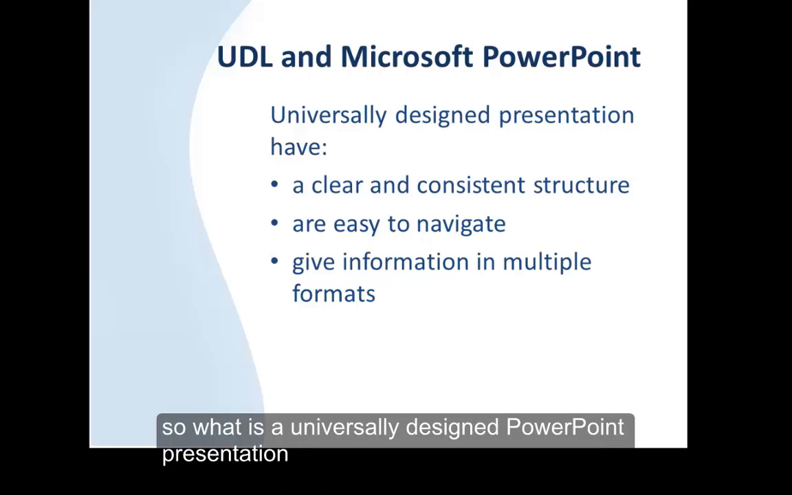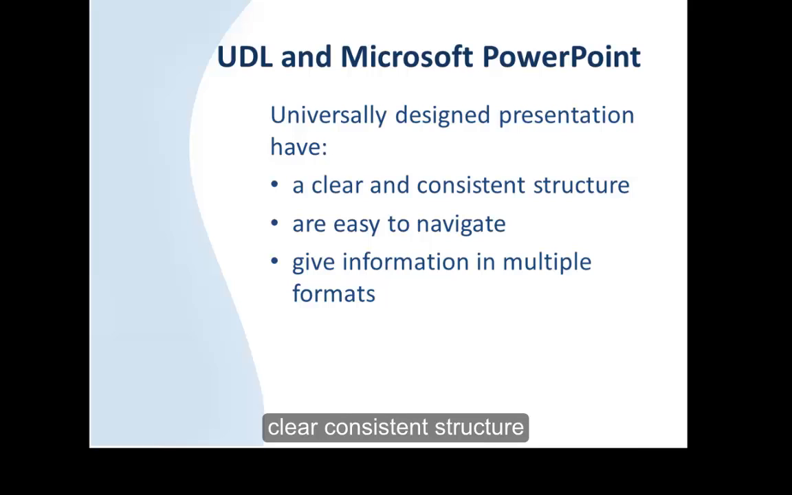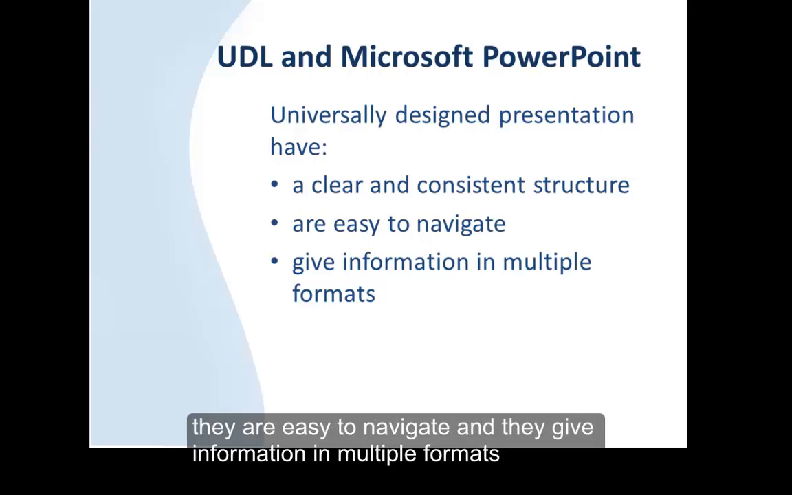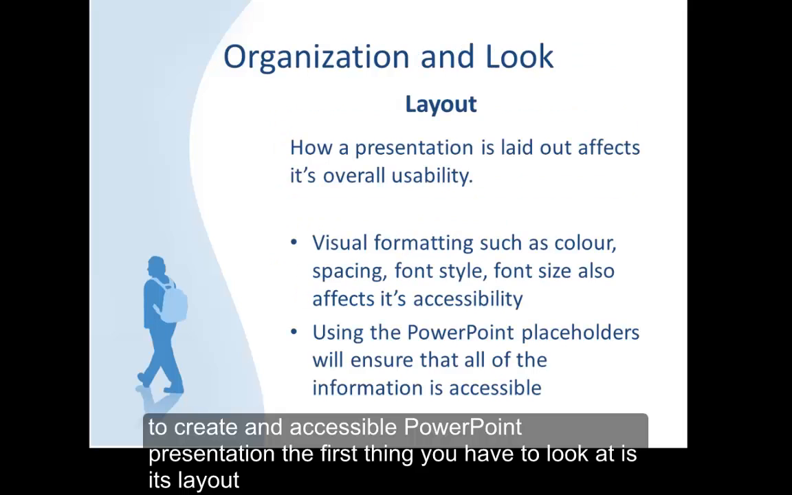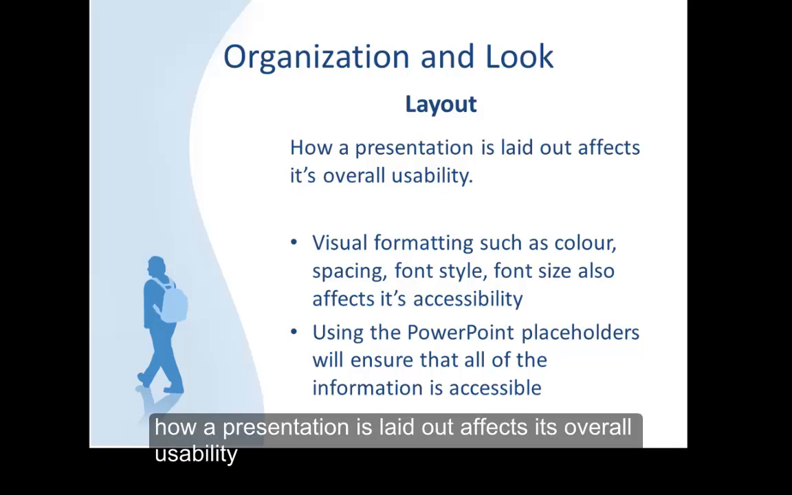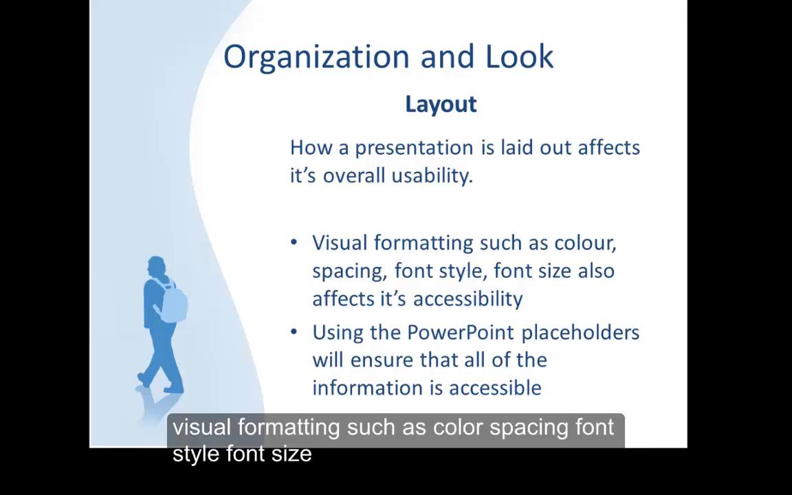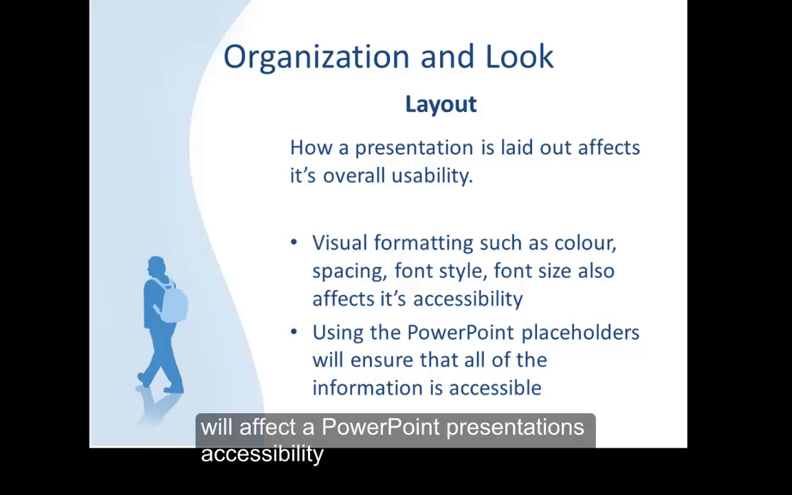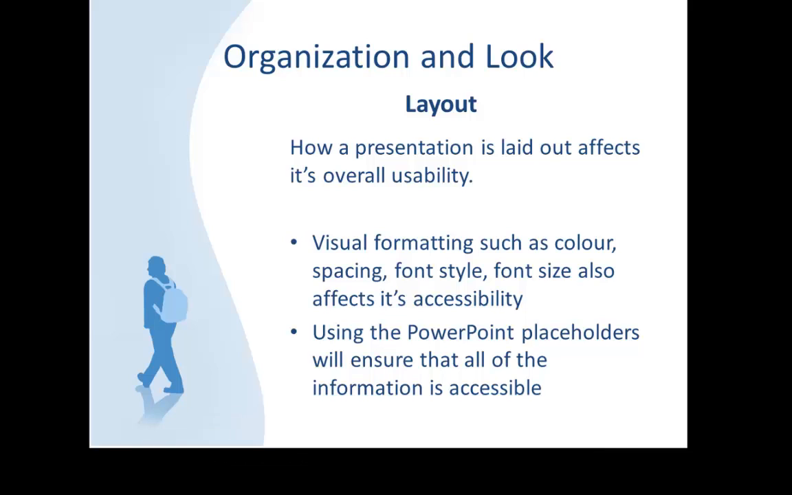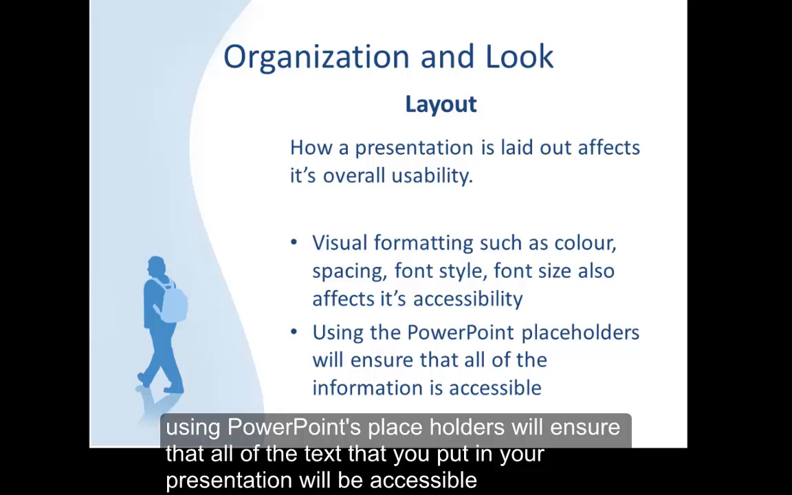So what is a universally designed PowerPoint presentation? Well, they have a clear, consistent structure, they are easy to navigate, and they give information in multiple formats. To create an accessible PowerPoint presentation, the first thing you have to look at is its layout. How a presentation is laid out affects its overall usability. Visual formatting such as color, spacing, font style, and font size will affect a PowerPoint presentation's accessibility. Using PowerPoint's placeholders will ensure that all of the text that you put in your presentation will be accessible.